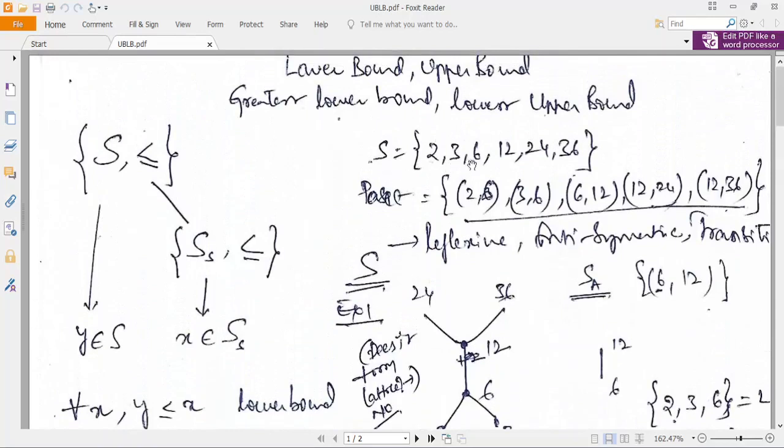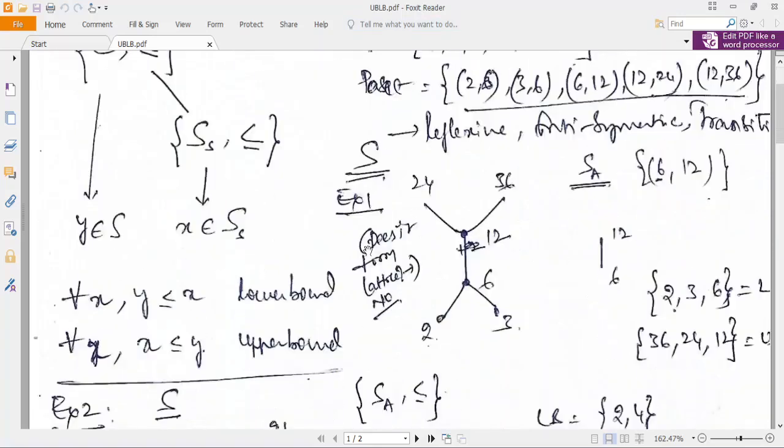Let S be equal to 2, 3, 6, 12, 24, 36, the elements of a set, and a poset is defined on it. The simple description given here is: 2, 6; 3, 6; 6, 12; 12, 24; 12, 36. Along with this, you are supposed to add the reflexive pairs like 2, 2; 3, 3; 6, 6, and all these things, antisymmetric and transitive. But when you are drawing the Hasse diagram, we will remove the reflexive, antisymmetric and transitive edges. Then we will form the Hasse diagram like this.